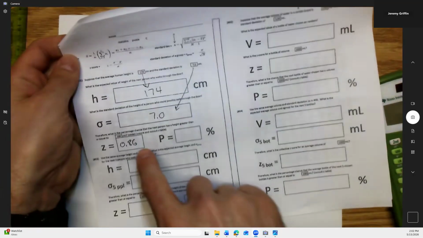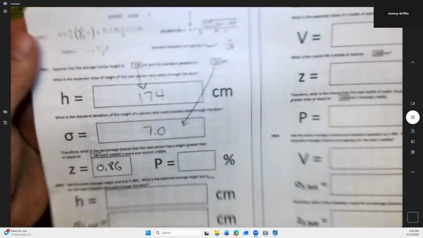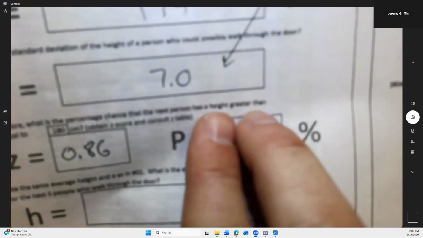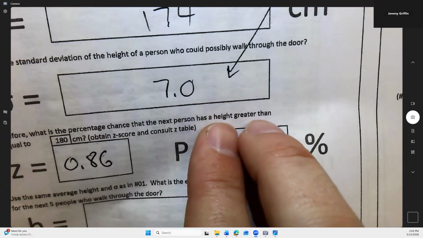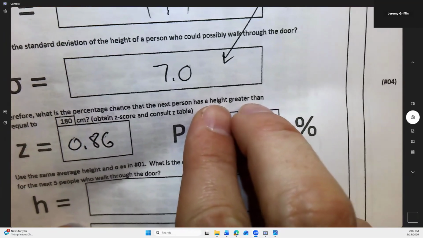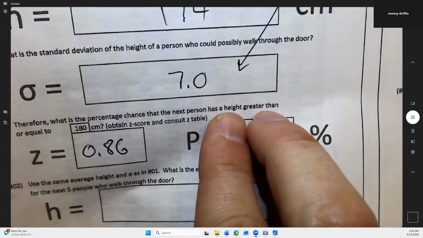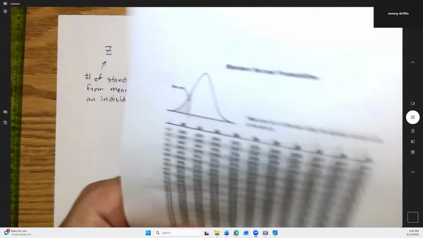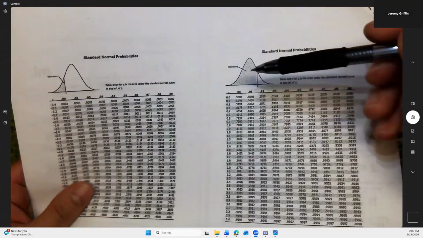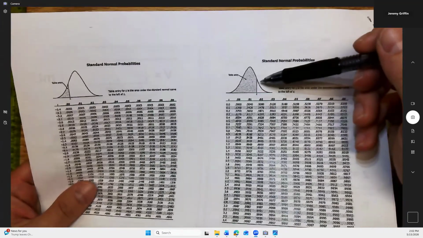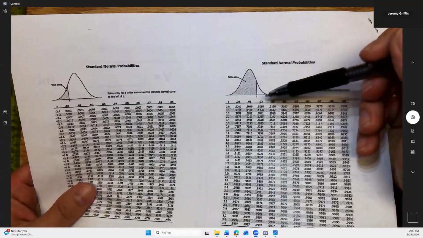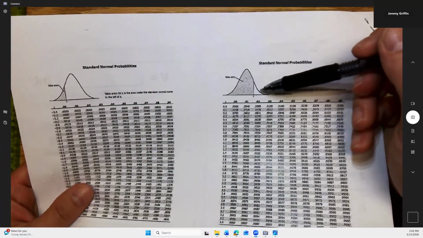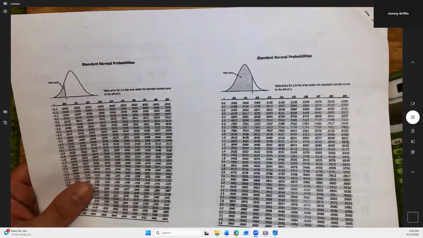Now we need to apply the z-score and get the percentage. Look how the question is framed. Is the question framed how many people are shorter or how many people are taller? How many people would be taller, right? Having a greater height means taller, which means you're not actually looking at the shaded region on this bell curve. You're looking for the tail to the right of that. So I have to subtract from 1.